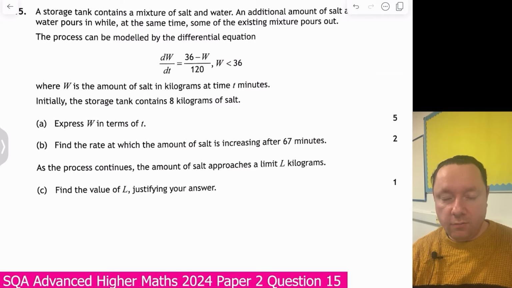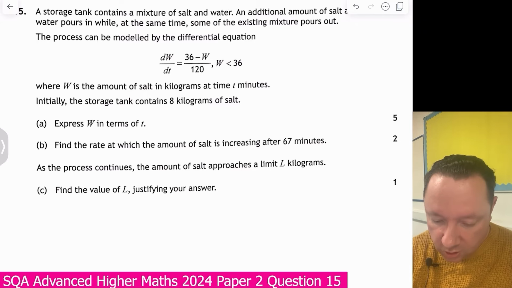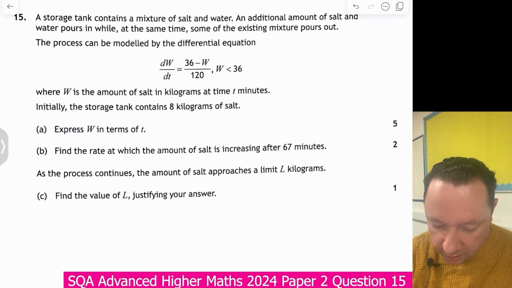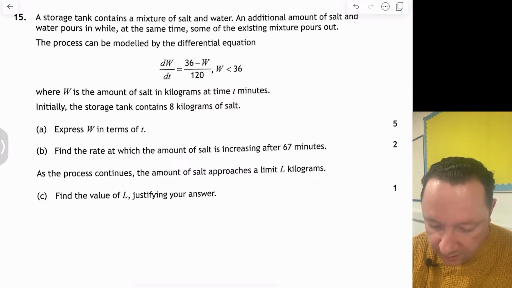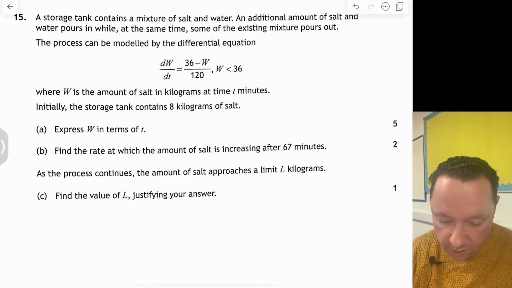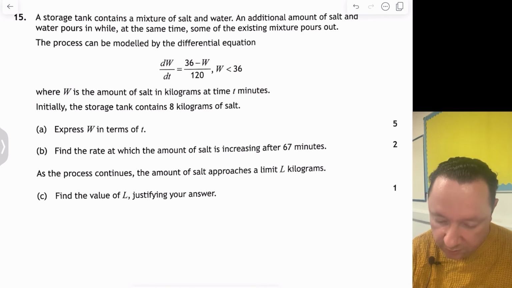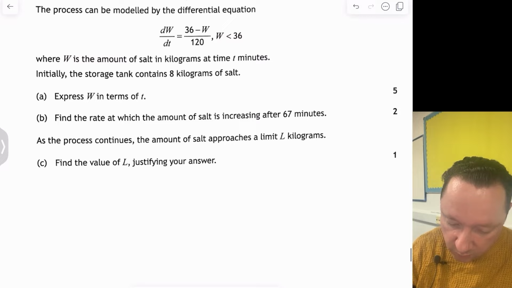Advanced Higher Maths 2024, Paper 2, Question 15. A storage tank contains a mixture of salt and water. An additional amount of salt and water pours in while at the same time some of the existing mixture pours out. The process can be modelled by this first order separable differential equation where W can't be less than 36. W is the amount of salt in kilograms at time t minutes. Initially, the storage tank contains 8 kilos of salt. Express W in terms of t.